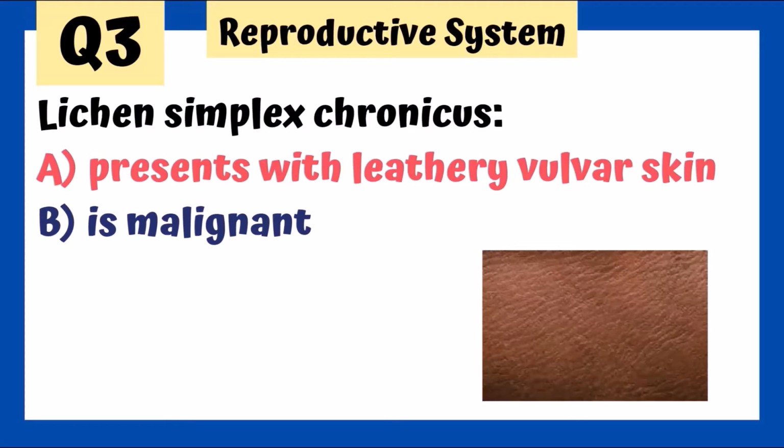This is not what it looks like. I just have this picture of leather over here to remind us of the lichen simplex chronicus, that it presents with leathery vulvar skin. And what it's actually due to is chronic rubbing or scratching. This chronic rubbing and scratching leads to hyperplasia of the vulvar squamous epithelium.